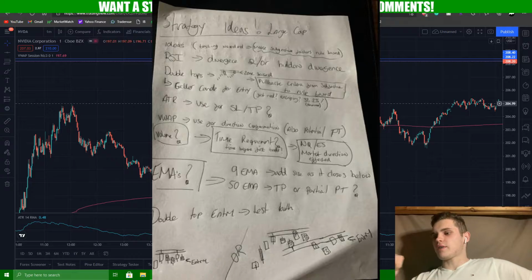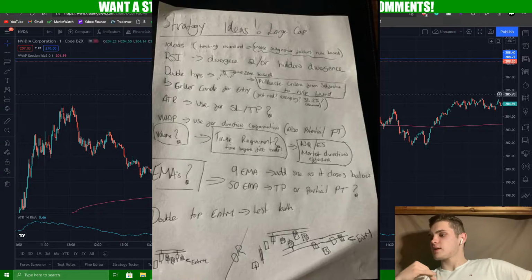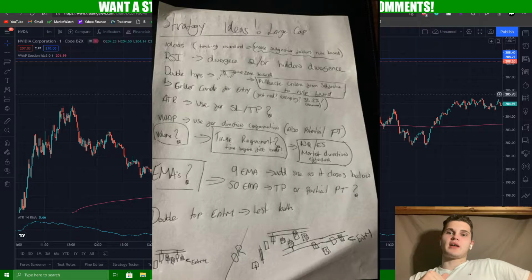So for ideas I have RSI, double tops, and then also ideas on how to enter the double top. So I've got a seller's candle for entry, so by that I just mean a red candle as it comes in. That can be engulfing or just normal, and then onto ATR. This could be a good way to calculate both take profits and stop losses.